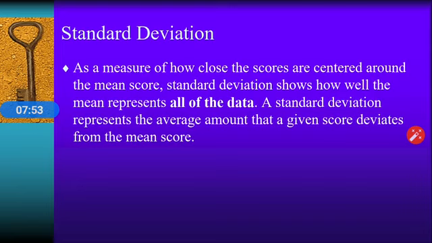As a measure of how close the scores are centered around the mean score, standard deviation shows how well the mean represents all of the data. A standard deviation represents the average amount that a given score deviates from the mean score.